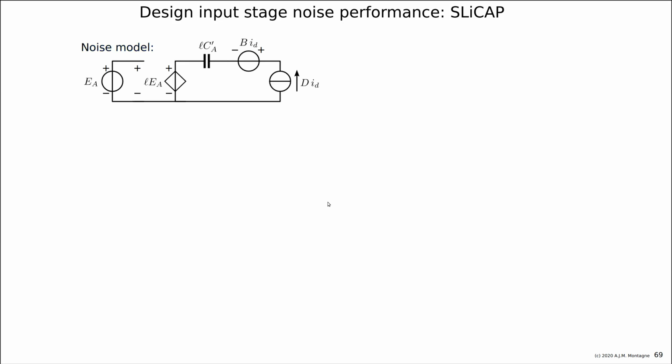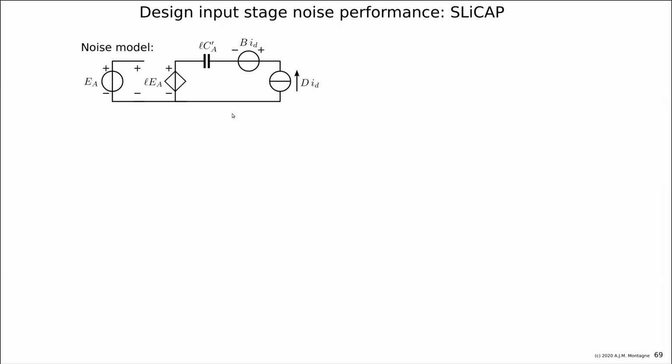So let's go to the noise performance. The noise model that we use is this. We have the B times ID and the D times ID that come from the MOSFET. ID is a channel noise. We ignored until now the DC gate current, so that's also ignored here.